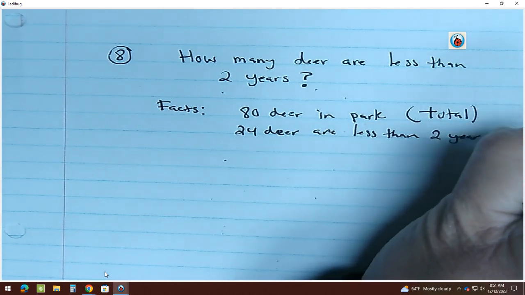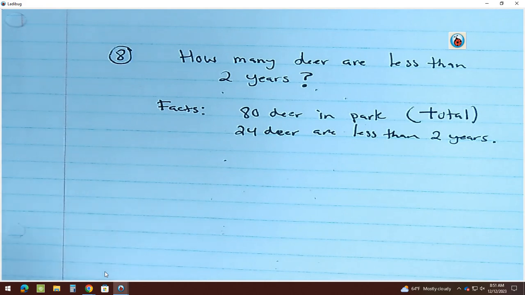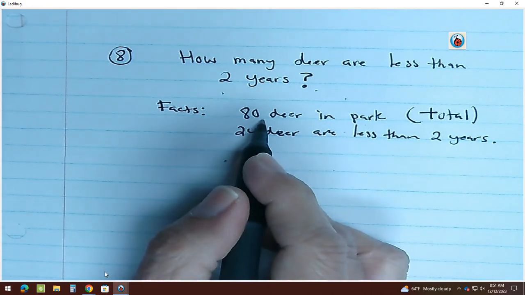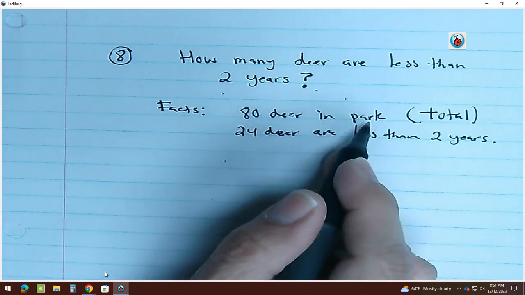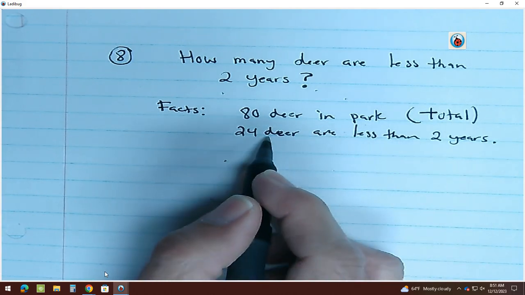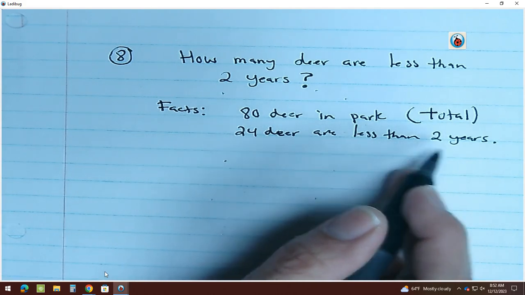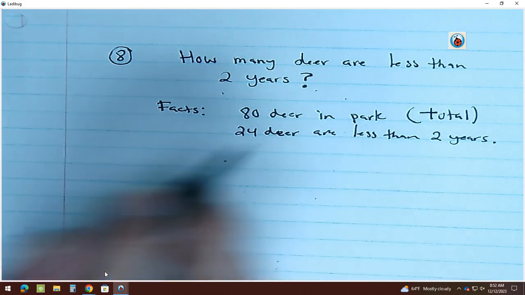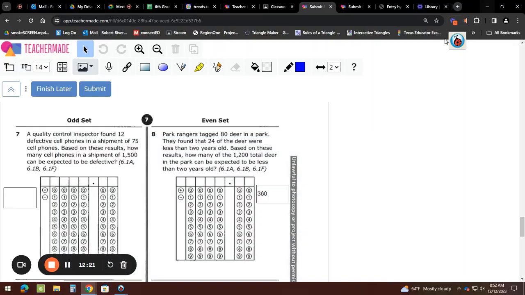Hay que leer. With these problems, guys, problem stories, you have to read and graph the stuff. You can't just put 80. You have to put details. 80 deer in the park, that makes the total. 24 deer are less than 2 years old. That's not the total, that's part of the total. And let me continue reading.